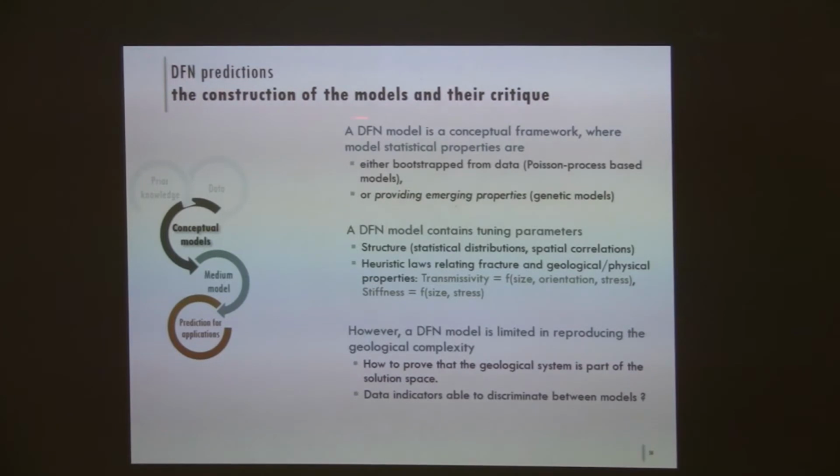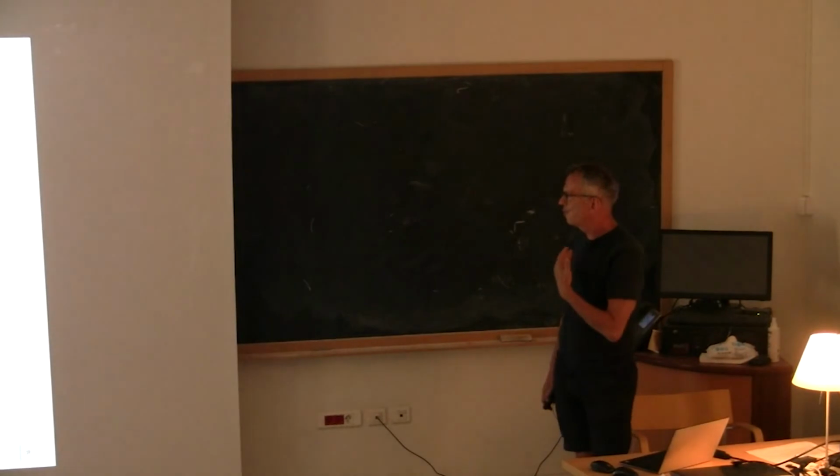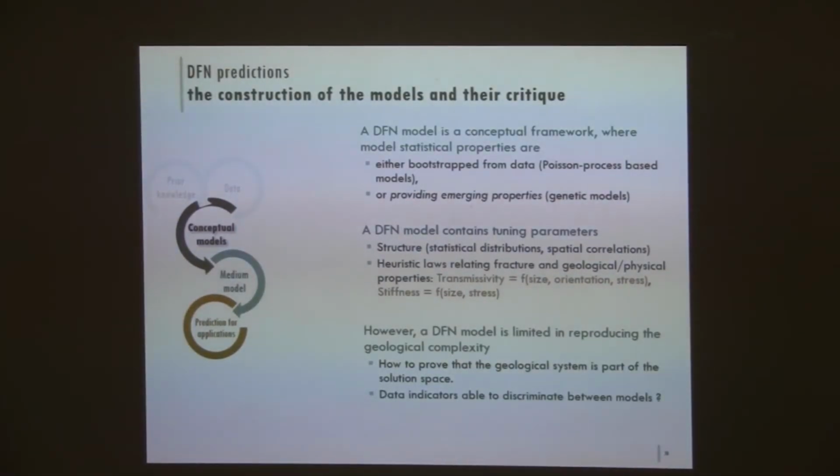Okay, let's go back to the DFN. DFN is a conceptual framework where we can have model statistical properties. Model statistical properties can be either bootstrapped from data or emerging properties of your model. You see, the power law length distribution for the growth model is an emerging property. It's not bootstrapped from data, but it fits the data. Okay, you have some tuning parameters, of course, because you're trying to make predictions on the structure or on the transmissivity. But of course, you are limited in reproducing the geological complexity, and what you expect is that the geological complexity is within the field of parameters that you are studying.